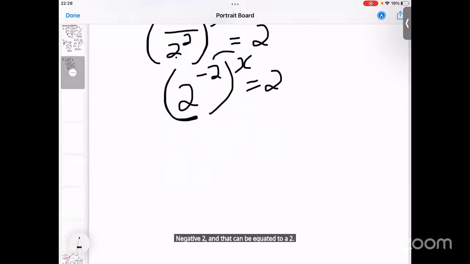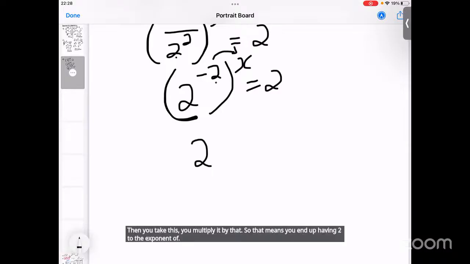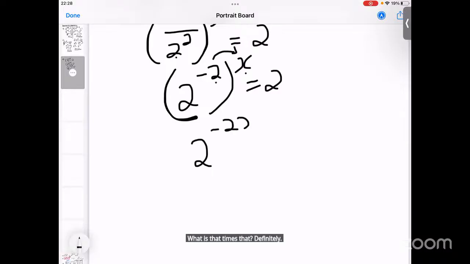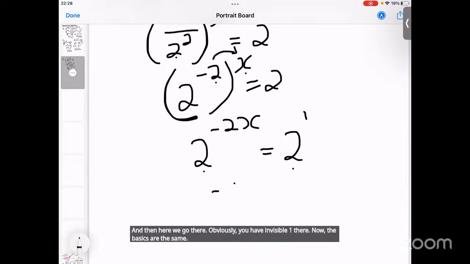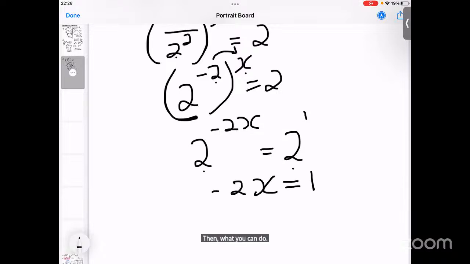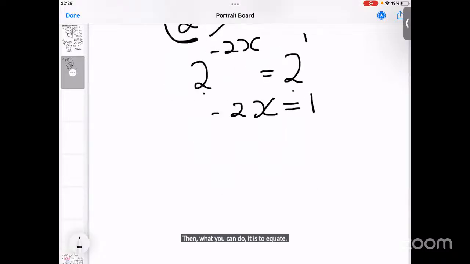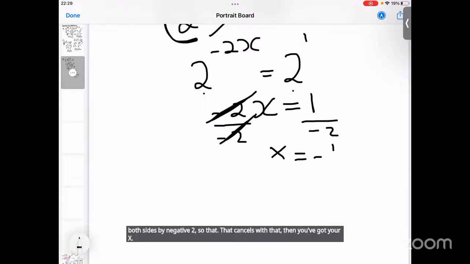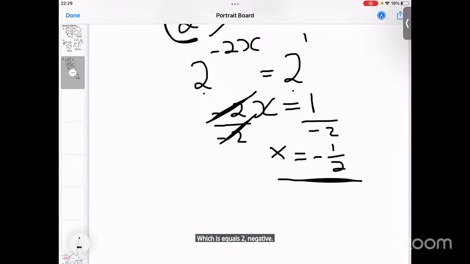Then you take this, you multiply it by that. So that means you end up having 2 to the exponent of, what is that times that? Definitely it will be negative that, and then you have your 2 there. Obviously you have an invisible 1 there. Now the bases are the same, and then what you can do is equate the exponents, where now you will divide both sides by -2, so that that cancels with that. Then you've got your x, which is equal to -1 over 2. That should be the end of it.